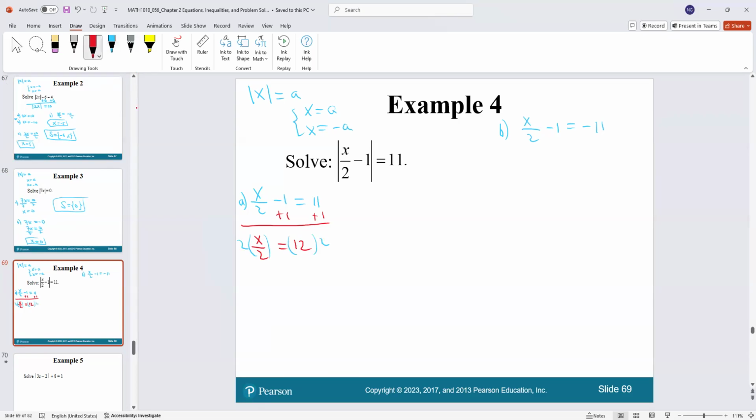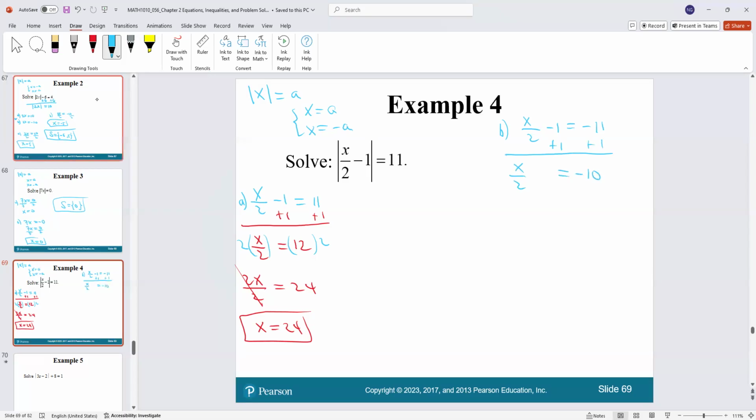Multiply both sides of the equation, so you end up having 2x over 2 equal 24. When you cancel this, 2x equal 24 would be your first answer. Now, we're going to do the same on the right. If we add 1 to both sides, remember x over 2 equal negative 11 plus 1 gives you negative 10. Again, here, we need to get rid of the denominator because we need only x, not x over 2.